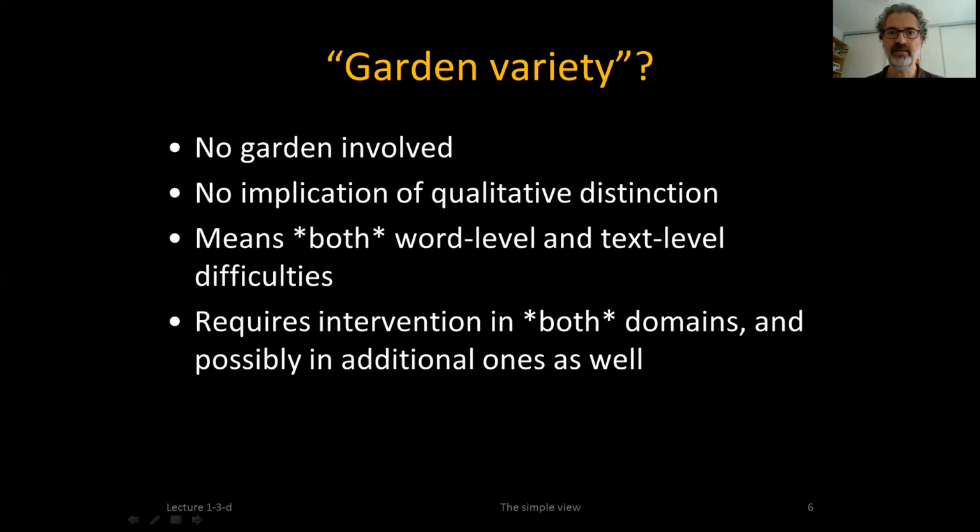So poor readers that have both word decoding problems and language comprehension problems will require both word decoding intervention and language comprehension intervention. And their word decoding intervention will be the same as for those who only have word decoding problems. And their oral language intervention will be the same as for those who only have oral language comprehension problems. So this is a combination weakness rather than a different kind of weakness. And this is how the implications of the simple view of reading for difficulties have to be understood.